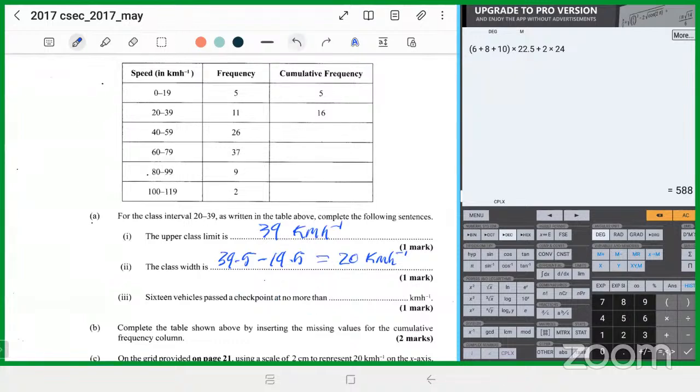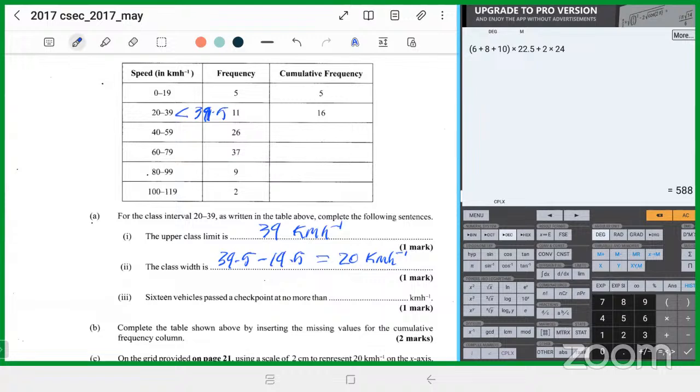than what? The upper limit value is really the upper boundary value, you know. This question is kind of wrongish, a little bit, in its wording. Because really, the cumulative frequency here is saying 16 vehicles pass in less than or equal to 39. Right? Or it would be less than 39.5.